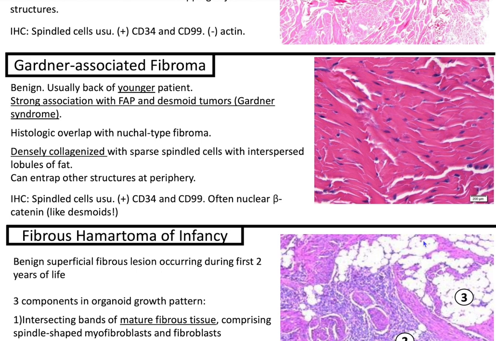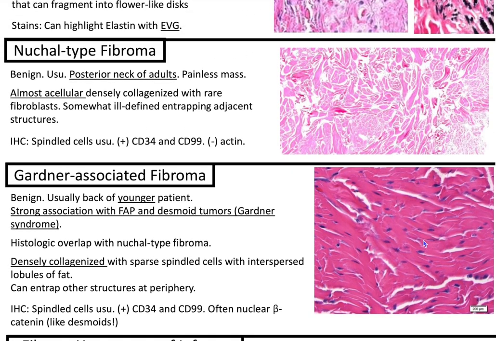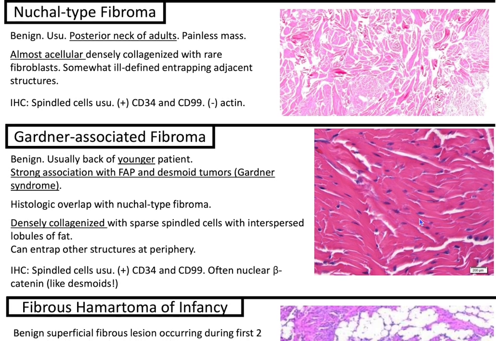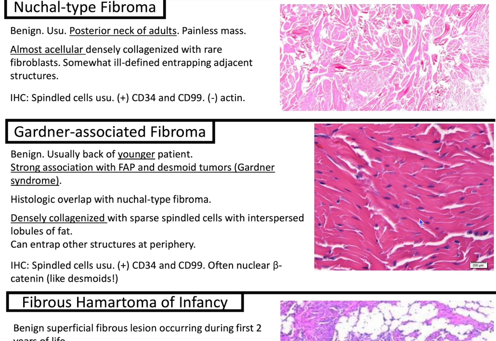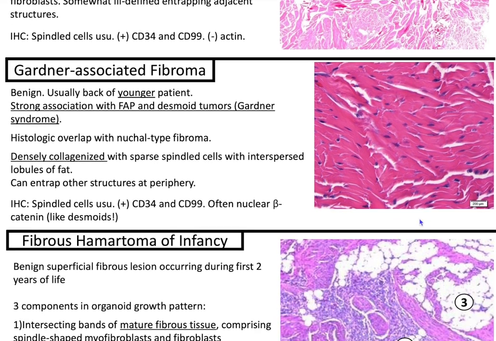Gardner-associated fibroma. These are benign and usually in the back of younger patients. There's a strong association with familial adenomatous polyposis and desmoid tumors. And you'll have this histologic overlap with nuchal-type fibroma just mentioned before. For instance, it's densely collagenized with sparse spindled cells. You can have interspersed lobules of fat, and it can entrap other structures at the periphery. The spindle cells are usually CD34 and CD99 positive, and also often nuclear beta-catenin like desmoids, which we will talk about later on.